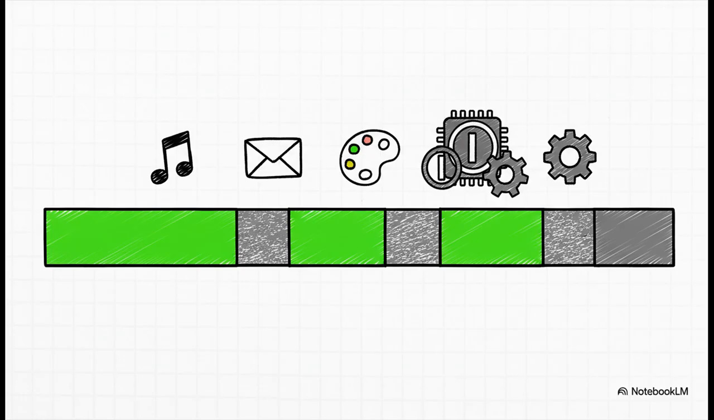But, and this is a really important but, there's a cost. During that tiny moment of the switch, the computer isn't doing any useful work for you. It's not running your browser or your music. It's just doing internal bookkeeping. We call this overhead. So, the faster the hardware can do that context switch, the more efficient the whole system is.